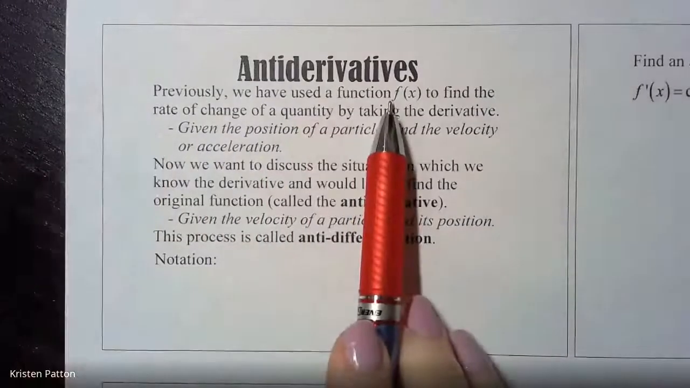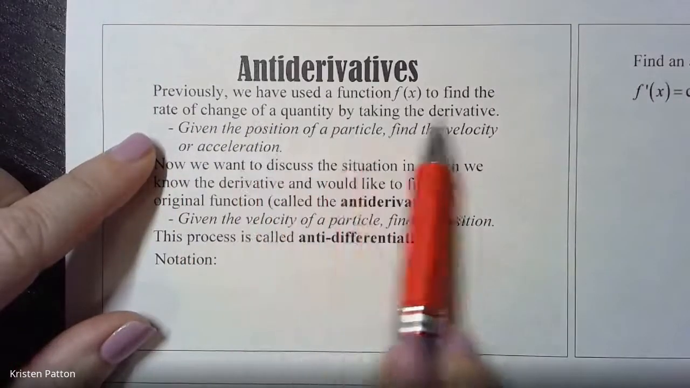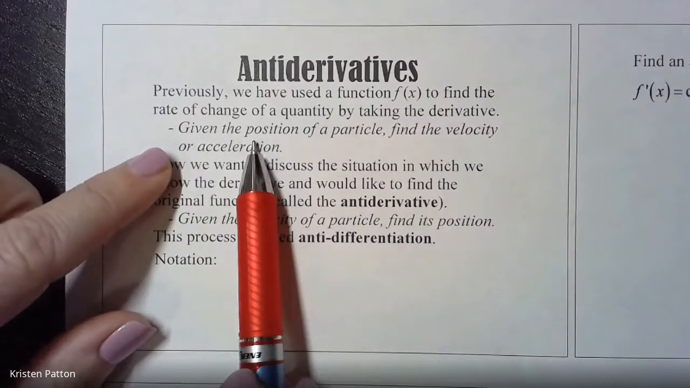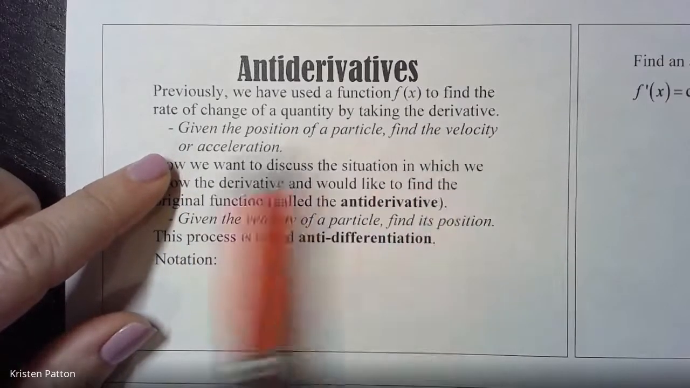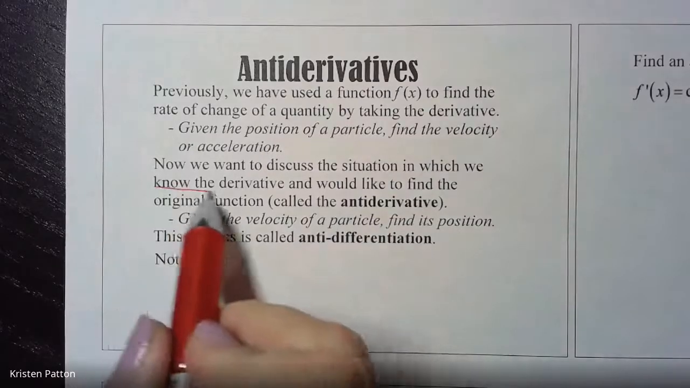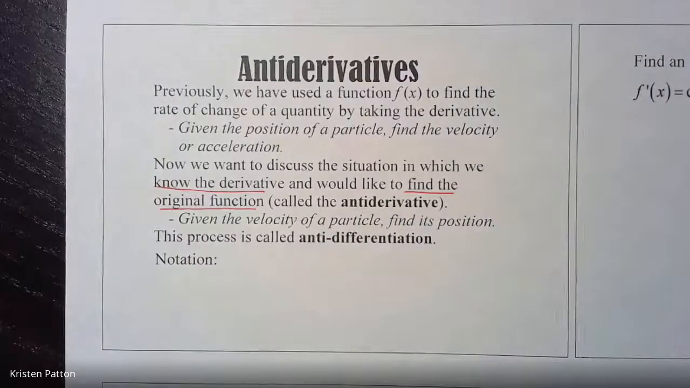So we've been, in the last 4 months, using a function to find its rate of change, right? We would take the derivative. For instance, if I gave you the position function, we would take the derivative to find the velocity, or the derivative again to find acceleration. What we're going to start today is, what if we know the derivative and we would like to find the original? We're going to call the original the antiderivative. But basically, we're just going to be going backwards.